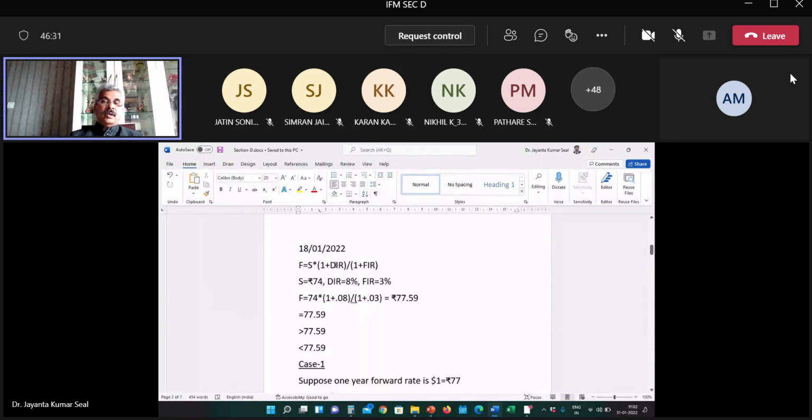The forward rate is the spot rate into (1 plus domestic interest rate) divided by (1 plus foreign interest rate). This is for 1 year. If it is for 1 month, the DIR will be multiplied by 1 upon 12, and the FIR will be multiplied by 1 upon 12. If it is 2 months, the DIR will be multiplied by 2 by 12, and the FIR by 2 by 12. Similarly, if it is 9 months, the DIR will be multiplied by 9 by 12, and the FIR by 9 by 12. So as you go from 1 month to 2 months, 2 months to 3 months, 3 months to 4 months, the interest will be more. Yes or no? Yes, sir.